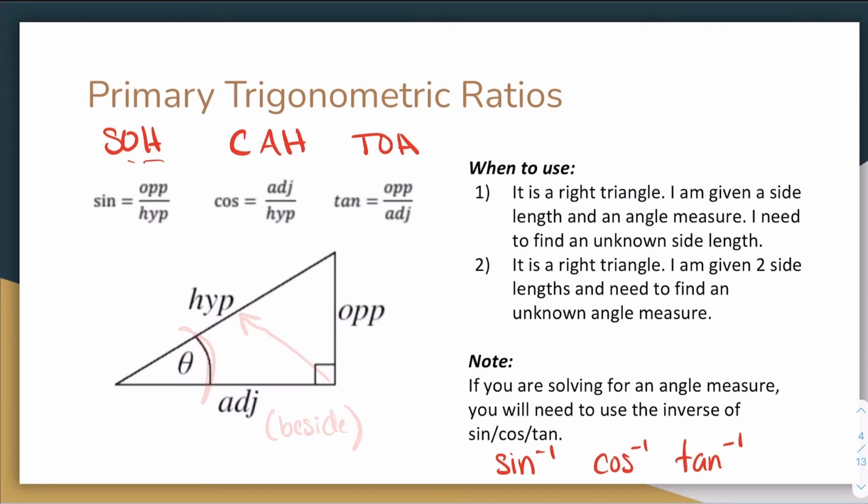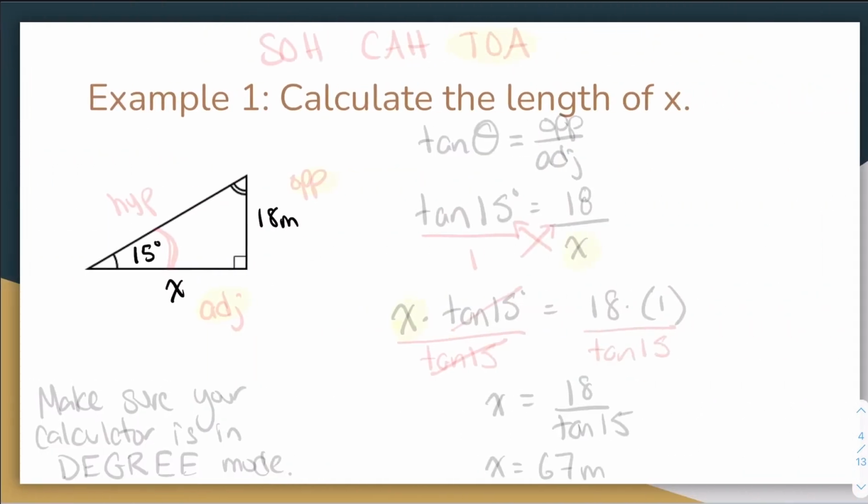Remember, my hypotenuse is always across from my right angle. Adjacent means beside, so it's beside my reference angle. My reference angle is right here. And then I have remaining the opposite side, which is opposite the reference angle. Let's try some examples. In this first example, we're going to find a side length. Example 1, calculate the length of x.